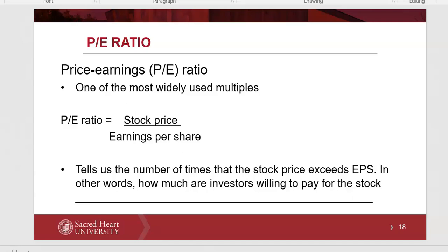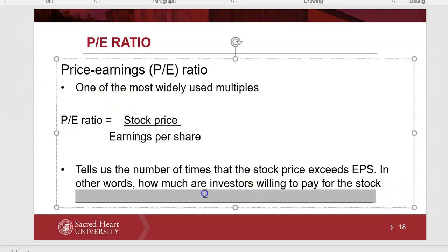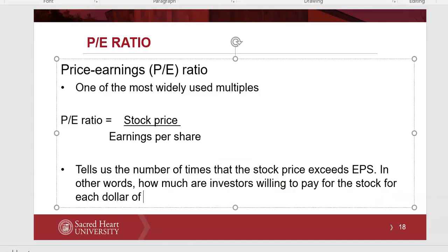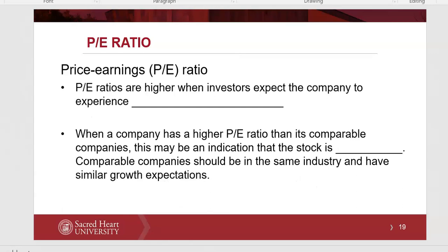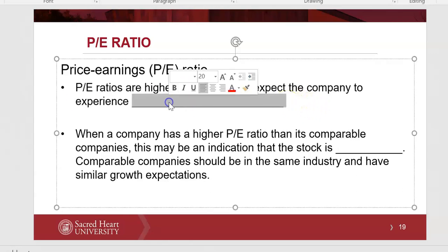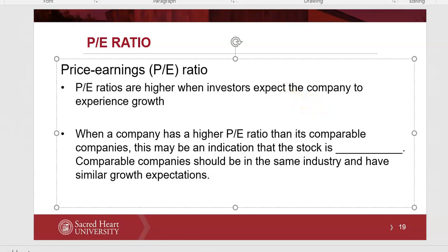PE ratio is stock price divided by earnings per share. It tells us the number of times that stock price exceeds earnings per share. In other words, how much are investors willing to pay for the stock for each dollar of earnings per share? How much does a dollar of earnings per share cost to the investors, to the market? PE ratios are higher when investors expect the company to experience growth in future earnings.